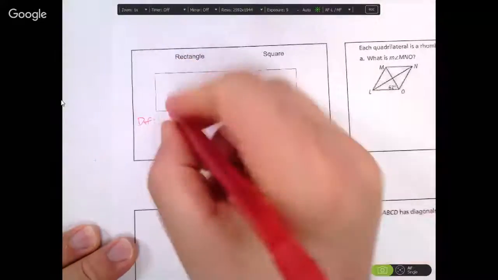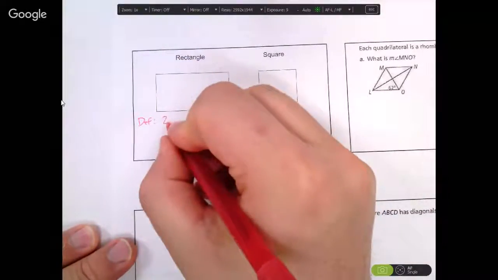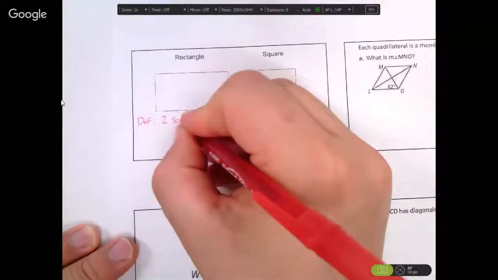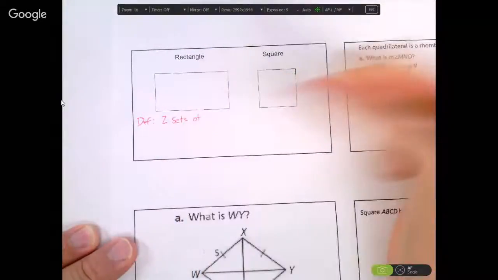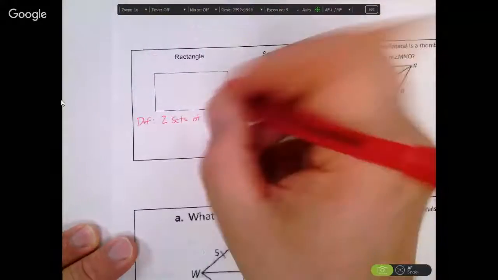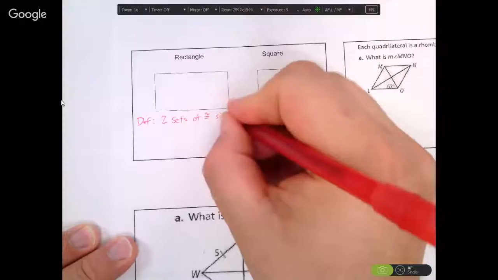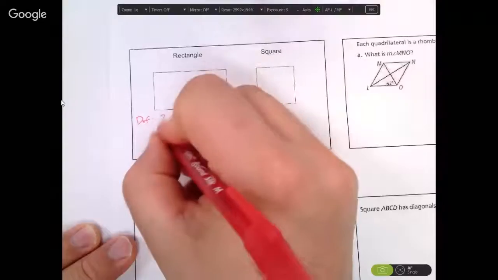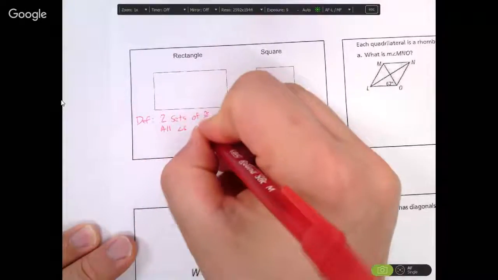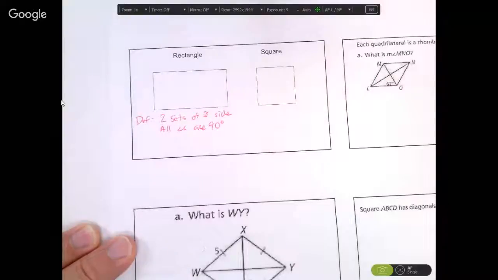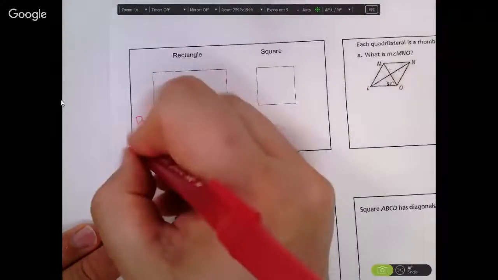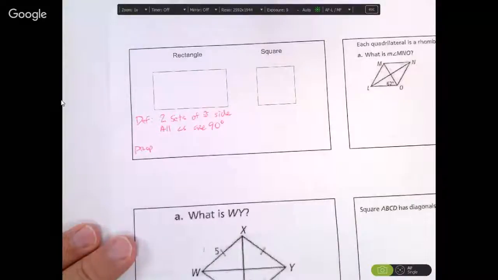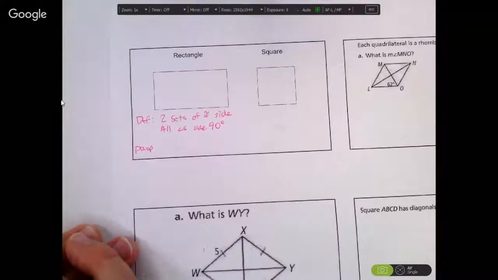Two sets of parallel sides, right corners. Two sets of what? Not parallel, congruent. They are parallel, but that's not the definition. And all angles are 90 degrees. All the sides are perpendicular to each other. So, properties. What property did we learn in the warm-up?